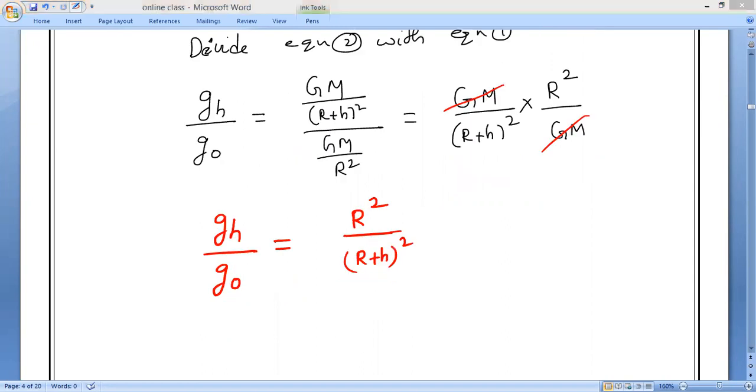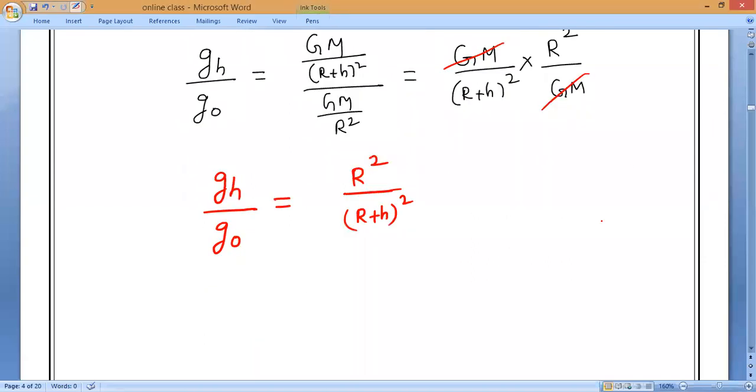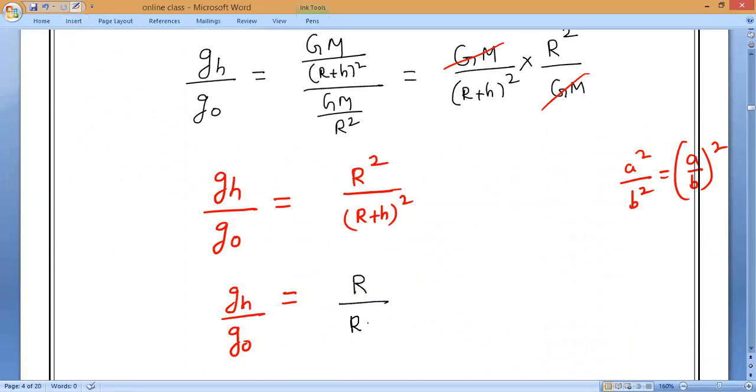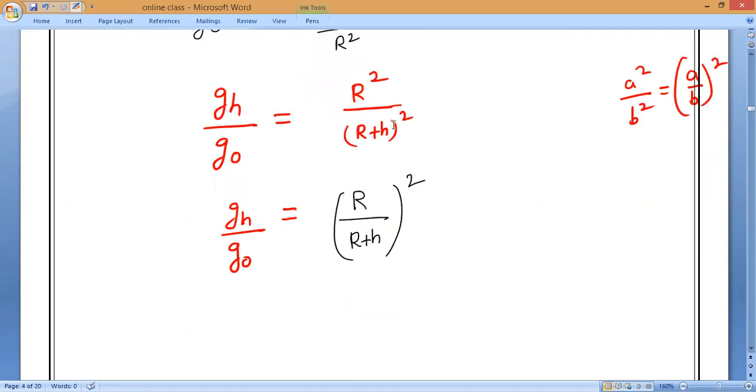Now, observe very carefully. I have A square divided by B square. Mathematically, can I write it as A by B whole square? Is it right or wrong? Yes. So gh divided by g naught, where h is a subscript, is equal to R divided by R plus h whole square. Any doubt?